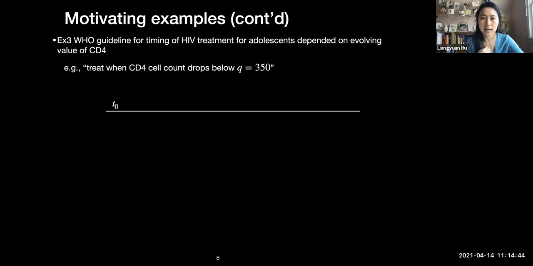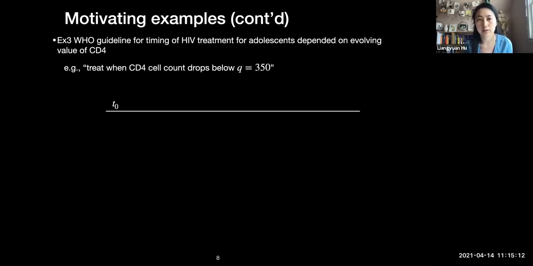So the next example is a dynamic treatment regimen, but it also depends on time. The WHO guideline for the timing of ART initiation for adolescents, essentially kids, used to depend on the evolving value of CD4. CD4 is a very important marker of immune system function.